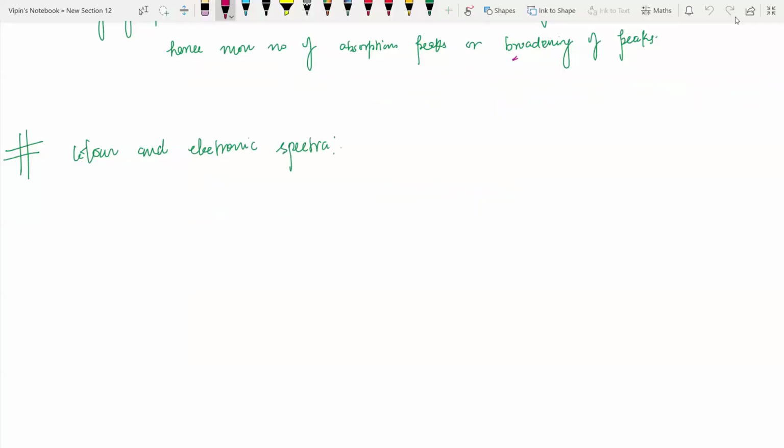Good morning, everyone. In the previous class, we discussed the application of Jahn-Teller distortion, right? Today we will start a new topic of coordination chemistry, that is color and electronic spectra. First we will discuss the color of coordination complexes, then we will discuss the electronic spectrum of coordination complexes.